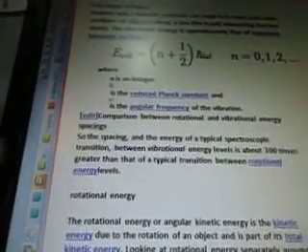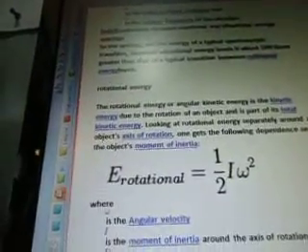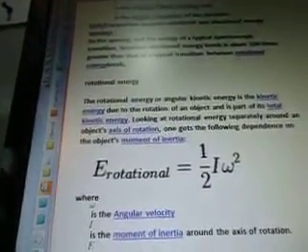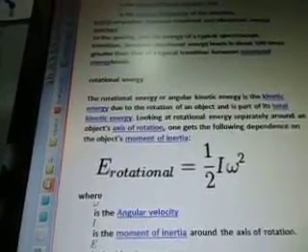Comparison between rotational and vibrational energy spacings. The spacing in energy of a typical spectroscopic transition between vibrational energy levels is about 100 times greater than that of a typical transition between rotational energy levels. Rotational energy, or angular kinetic energy, is the kinetic energy due to the rotation of an object and is part of its total kinetic energy.